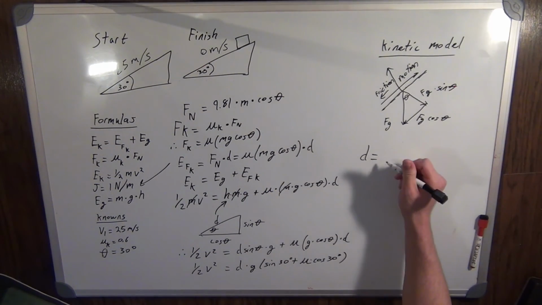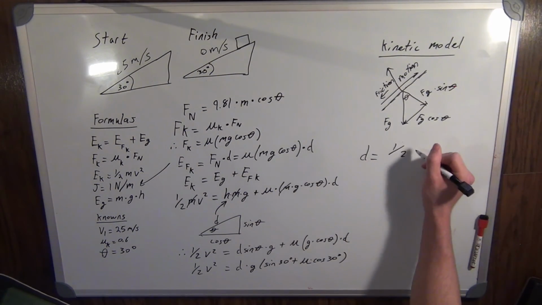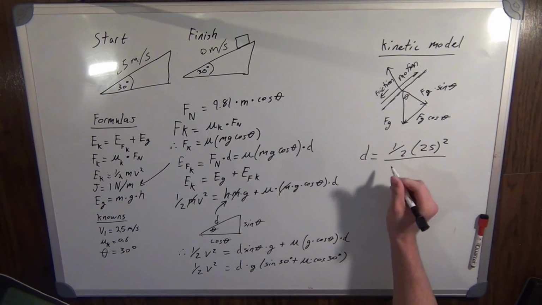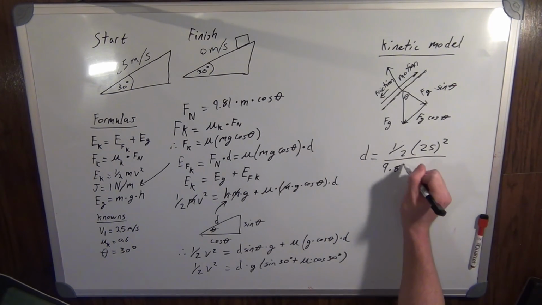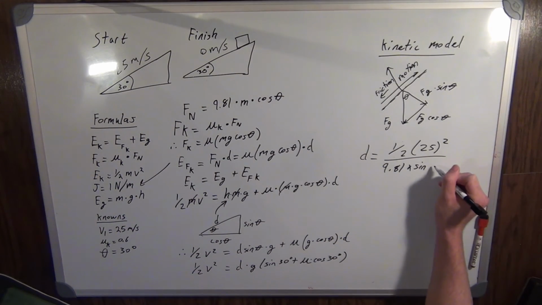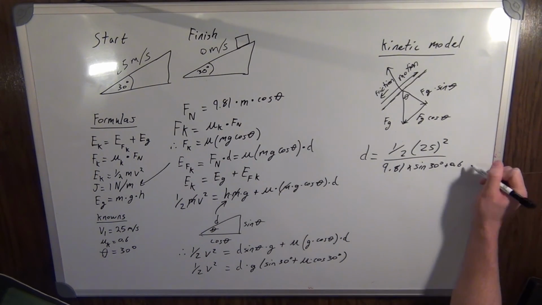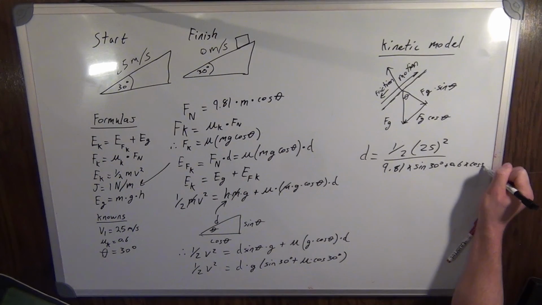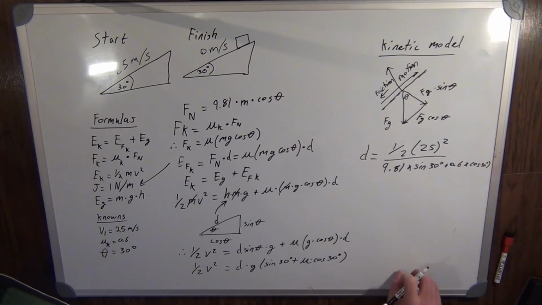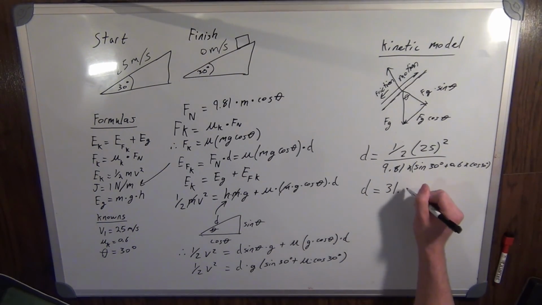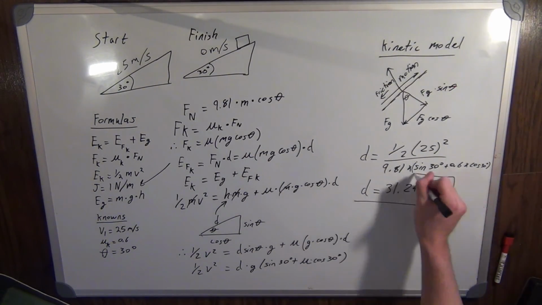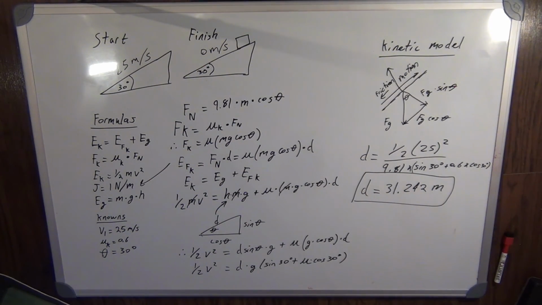Once you rearrange for distance, you get 1 over 2 times v squared all over 9.81, or gravity, times sine theta plus coefficient of kinetic friction times cos theta. Now it's time to pull out your calculator. For all those math lovers out there, this is your time to shine. If you do everything correctly, you should end up with an answer of distance being 31.242 meters.